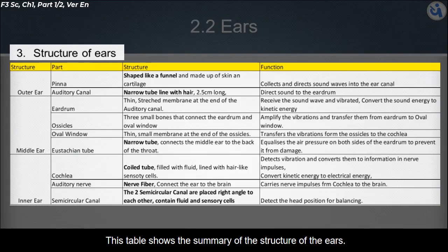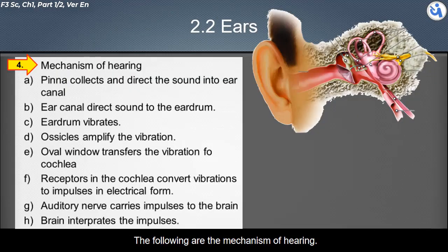This table shows the summary of the structure of the ears. Please pause the video to review the structure of the ears. The following is the mechanism of hearing.